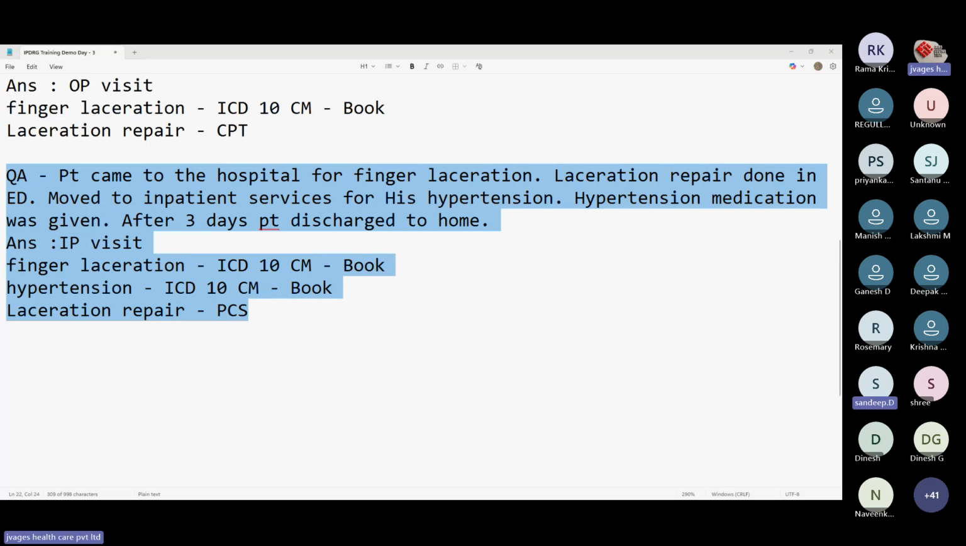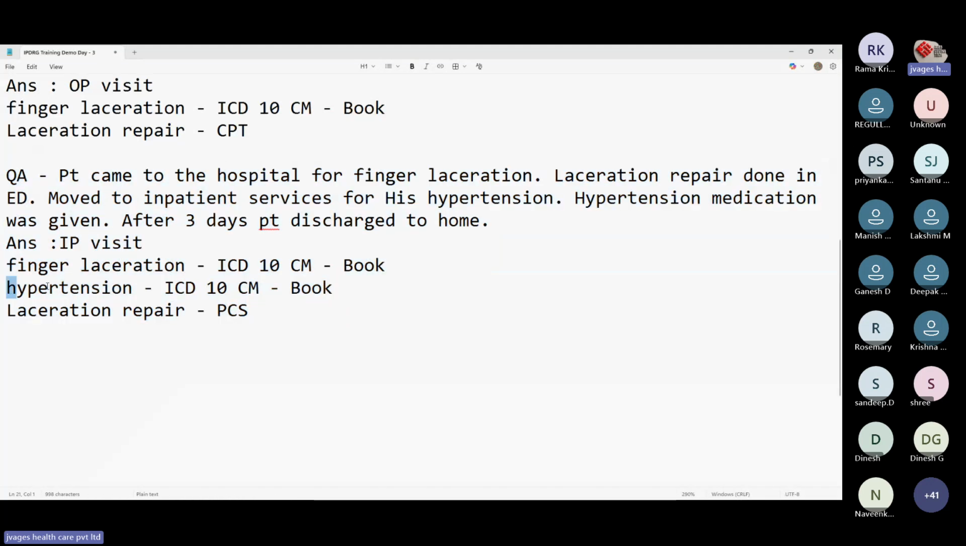It's clear. Okay. What is the primary diagnosis here? Actually, in this scenario, the primary diagnosis is hypertension, not the finger laceration. That comes under a different kind of guidelines, called UHDDS guidelines, Uniform Hospital Discharge Data Set. I don't want to make you more confused or complicated on day 3 itself. That is more difficult to understand, and I will be teaching you in an easy format. No worries, okay?